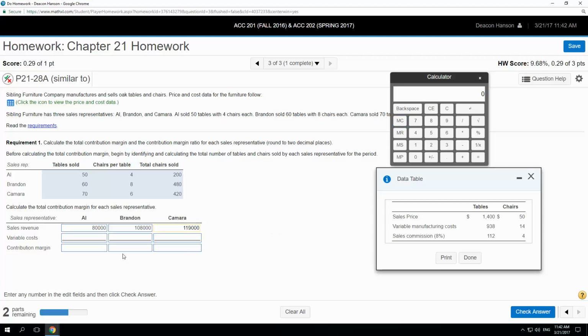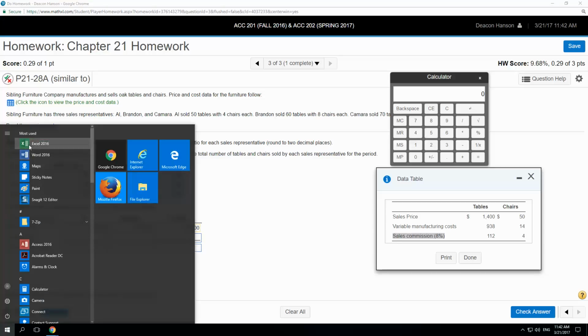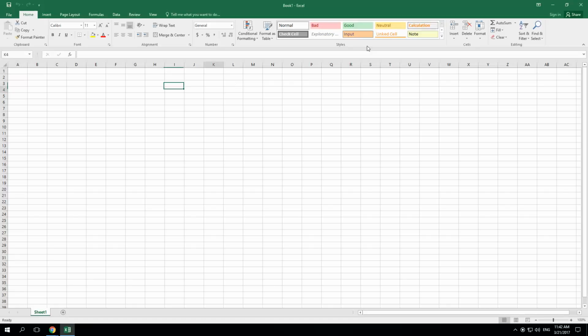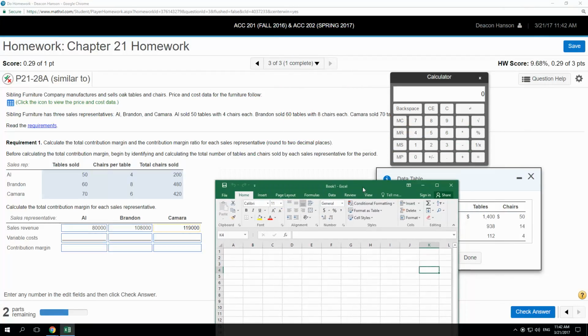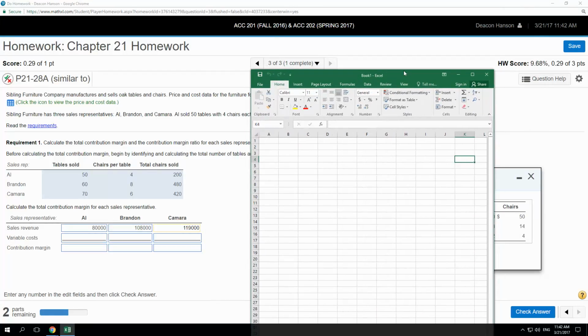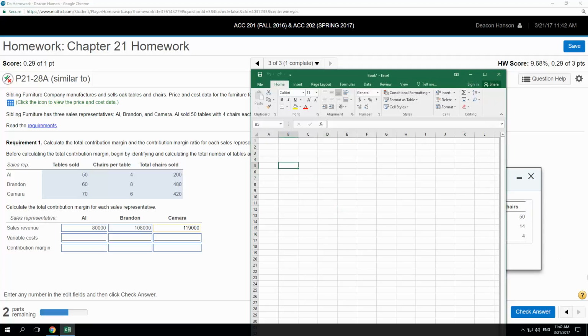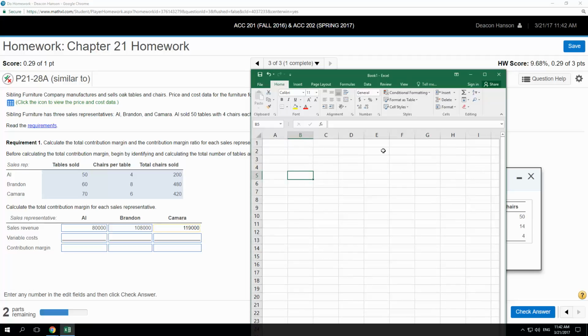Then you would do the same thing with the variable costs, but you have to be careful, because I believe we need to put these sales commissions in there too. So in this case, it might even be easier to have a little spreadsheet going. Then you can say manufacturing cost, and you've got sales commission.